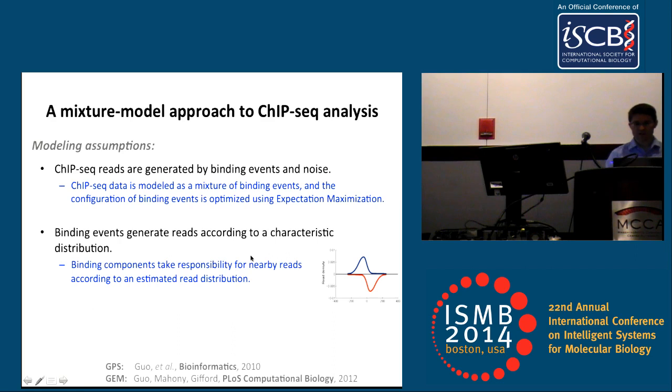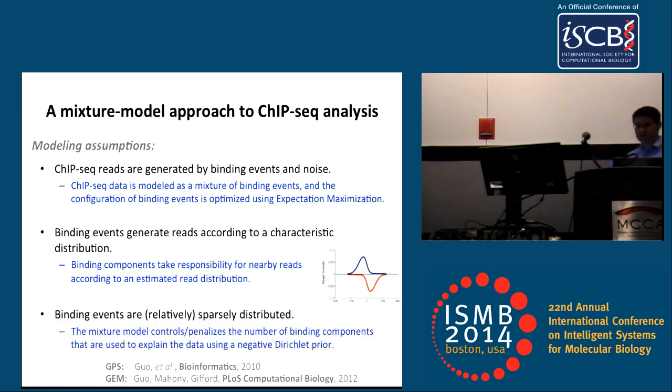Another assumption in our model is that binding events generate reads according to this type of characteristic bimodal distribution, and our model is going to try to estimate the parameters, or the shape, of this distribution as part of the learning process. And the third basis of this model is that we assume that binding events are relatively sparsely distributed throughout the genome, so our expectation maximization has a sparse prior to reduce the number of binding events that we're using to explain the observed data.